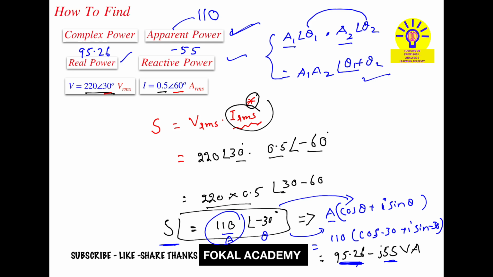Here the complex power has units volt ampere. Apparent power also has units volt ampere, real power has units watts and reactive power has var. So these are the units for the corresponding powers. And this is the process of simplification for getting complex power, apparent power, real power and reactive power, whenever RMS voltage and RMS current are given.